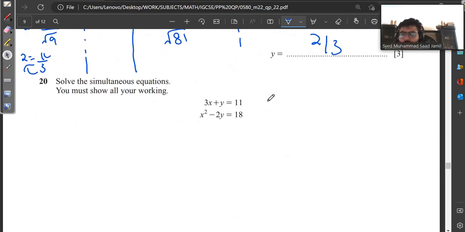Moving on to the next question, 20. Solve the simultaneous equation. You must show all the working. Okay. Very easy. Just write down both of the equations.